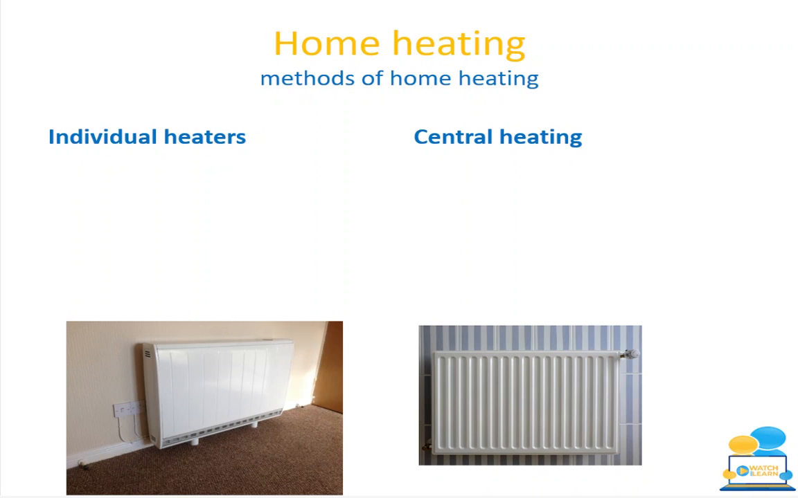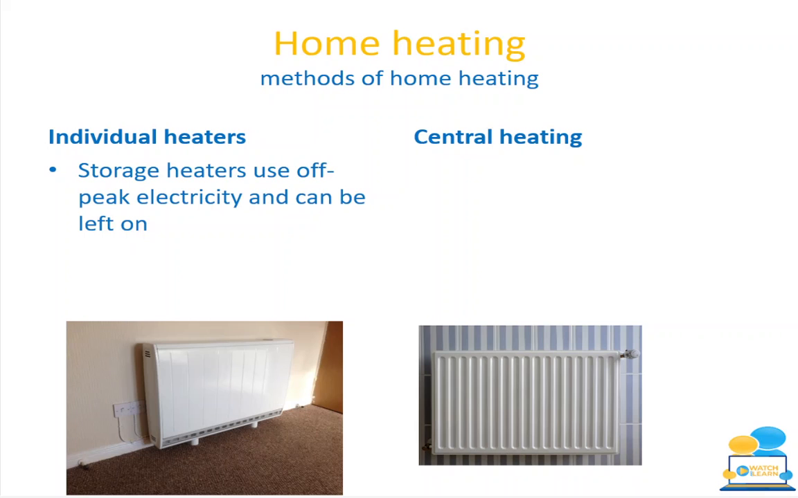Home heating: there are methods of home heating. You could have individual heaters, like the one on the bottom left, or you can have central heating, which is the one on the bottom right. Your individual heaters are usually storage heaters. You use them, for example, on off-peak electricity, for example after 7 p.m. to I think it is 5 a.m., when the electricity is cheaper, but using individual storage heaters is still a lot more expensive than central heating.